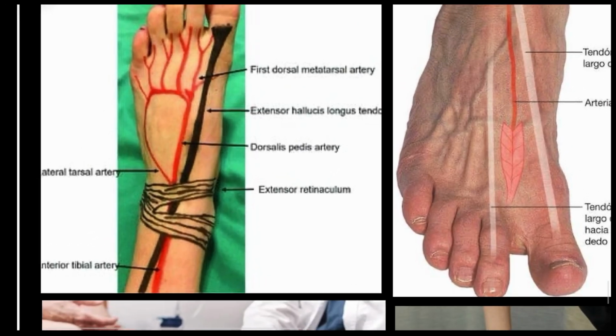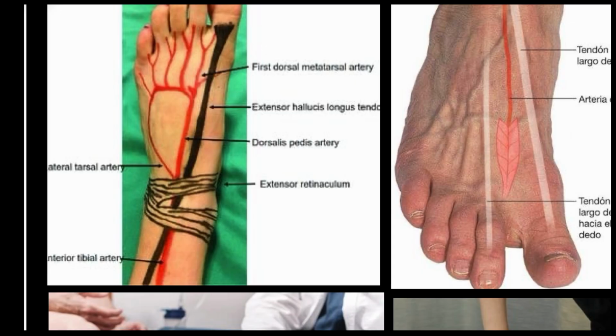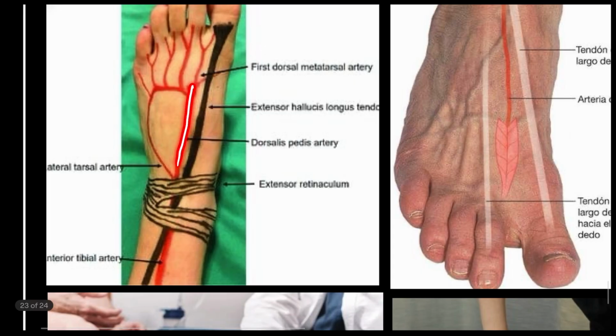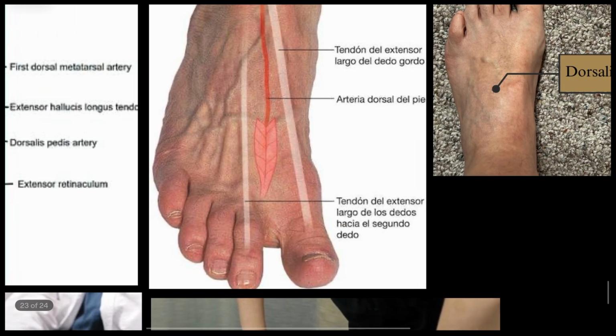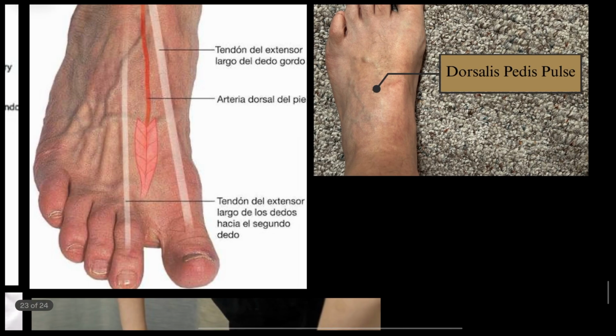Then you have dorsalis pedis pulse. The dorsalis pedis artery is present lateral to extensor hallucis longus tendon. So the pulse is felt lateral to extensor hallucis longus tendon against the navicular bone.